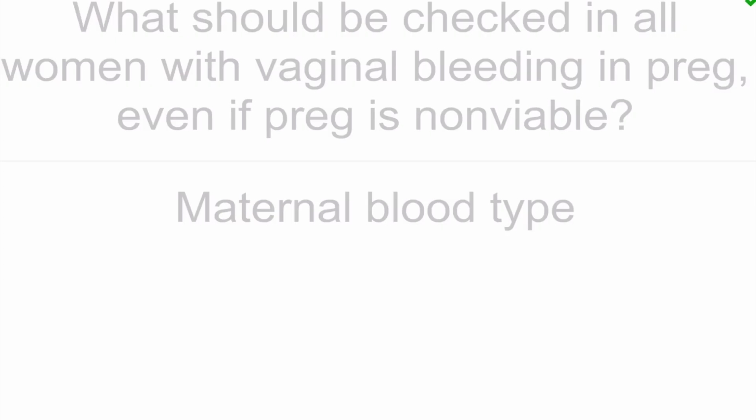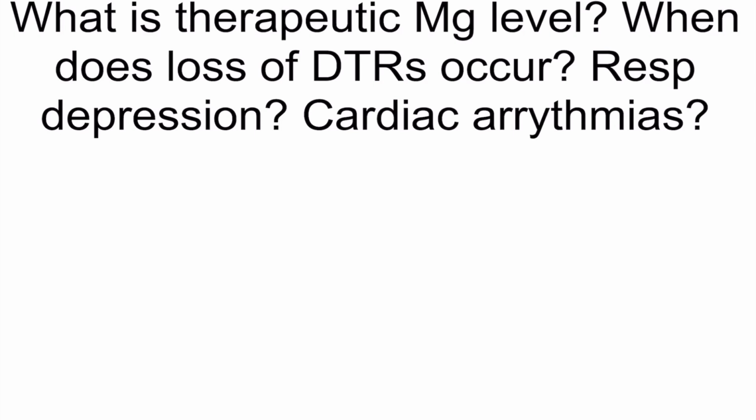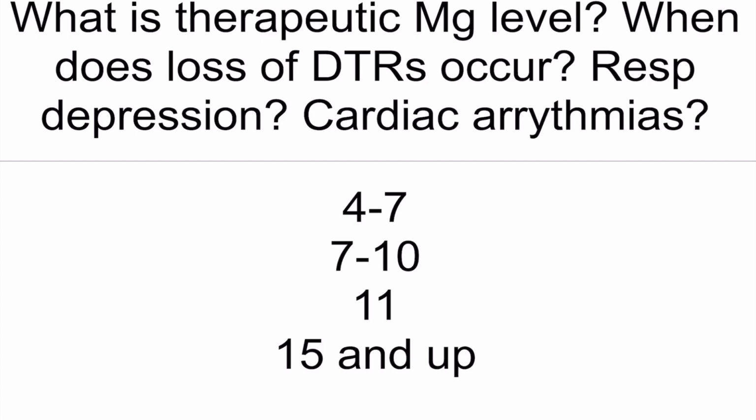Maternal blood type. What is the therapeutic magnesium level, and when does loss of deep tendon reflexes occur, and respiratory depression and cardiac arrhythmias? The therapeutic magnesium level is 4 to 7 milligrams, and then loss of deep tendon reflexes occurs at 7 to 10, and then respiratory depression at 11, and 15 and up is when you see the cardiac arrhythmias.